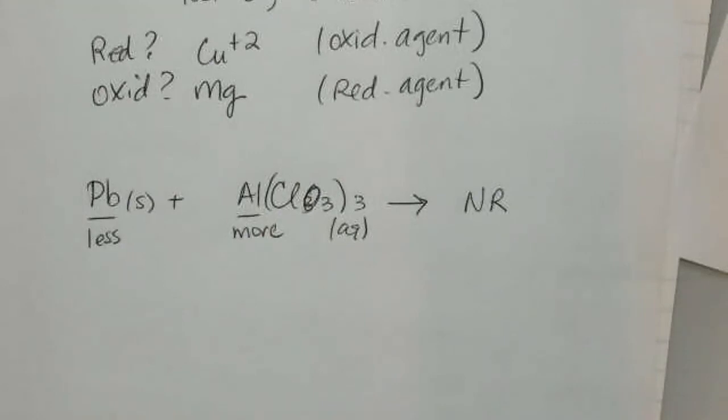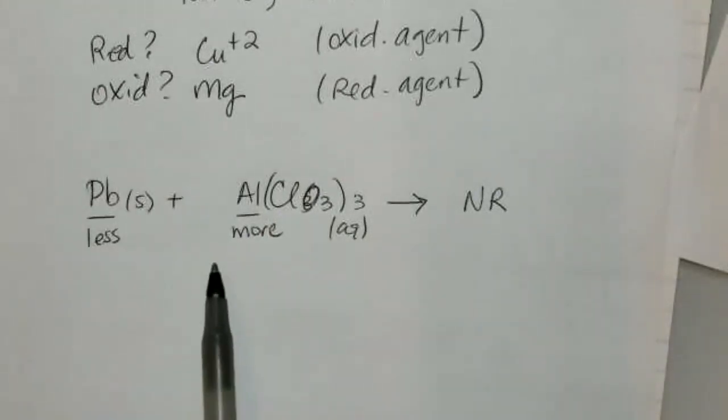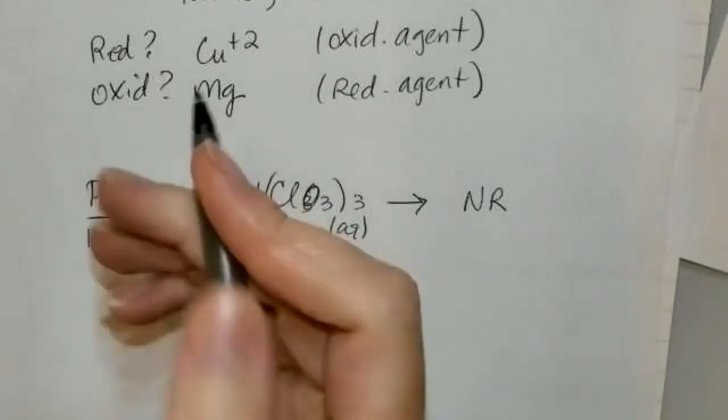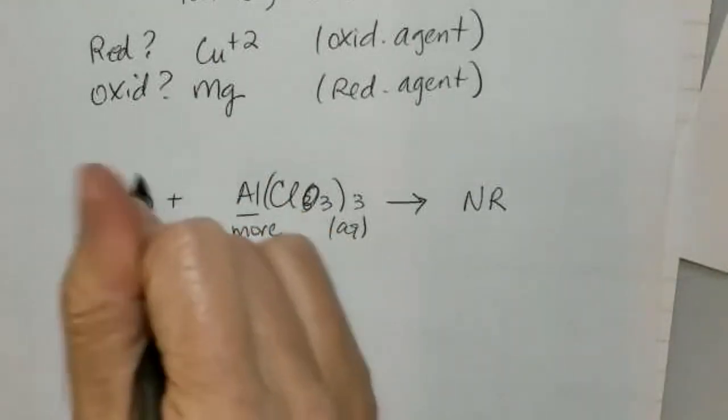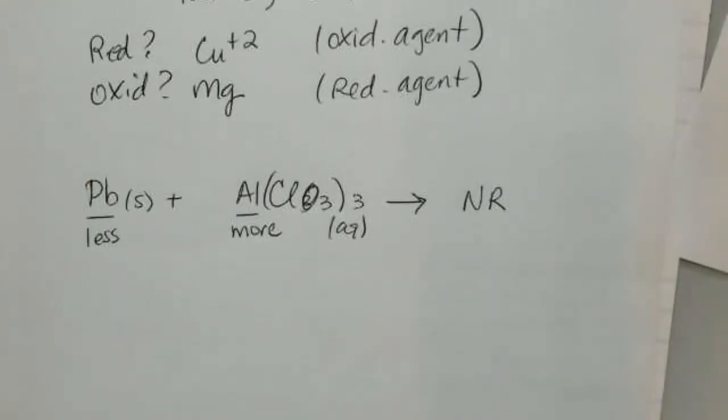Nothing occurs here. Now, what is reduced, what is oxidized? Neither. Nothing happens here. Lead prefers to have all of the electrons, which it does. Aluminum prefers to be in the cation, which it is. So no reaction would occur there.